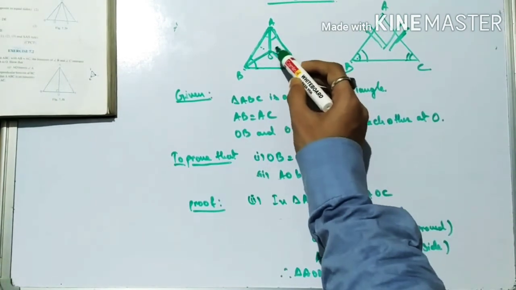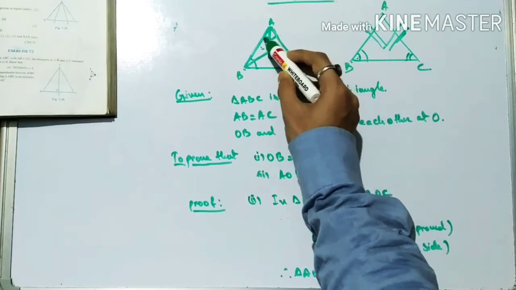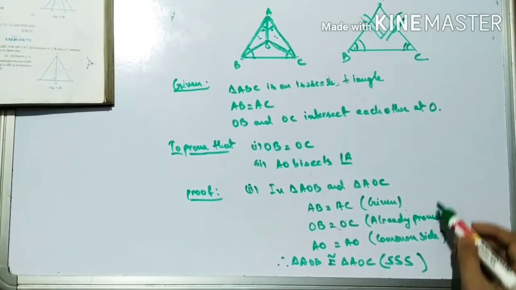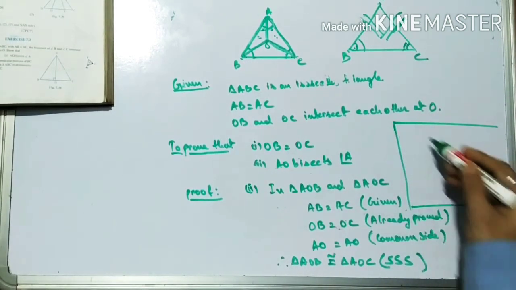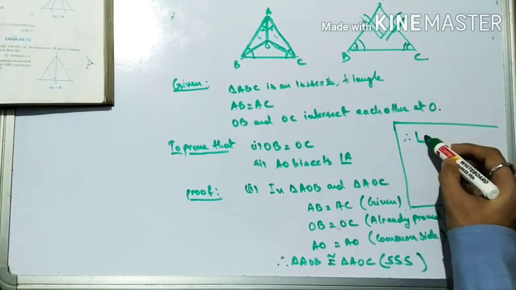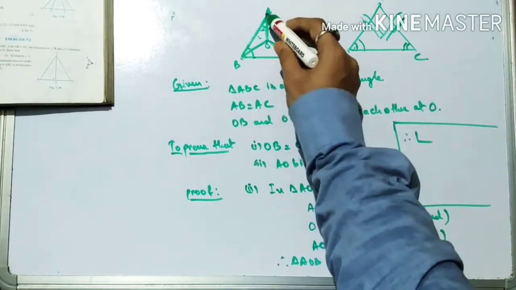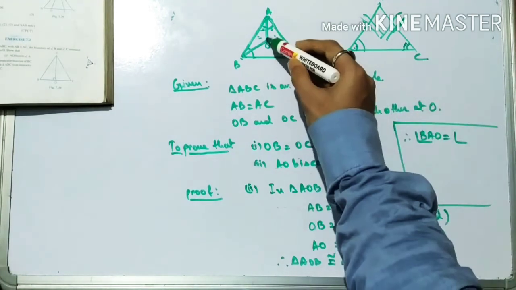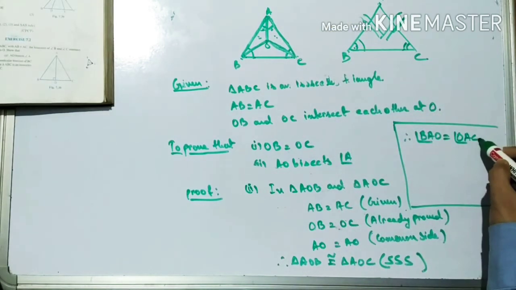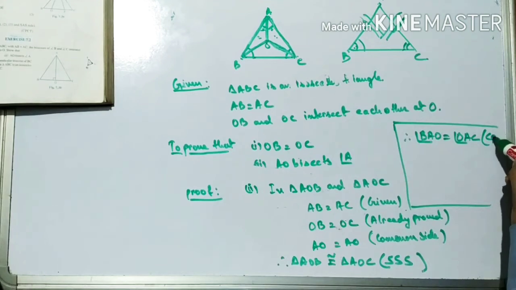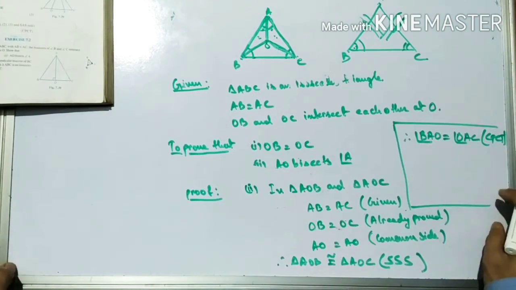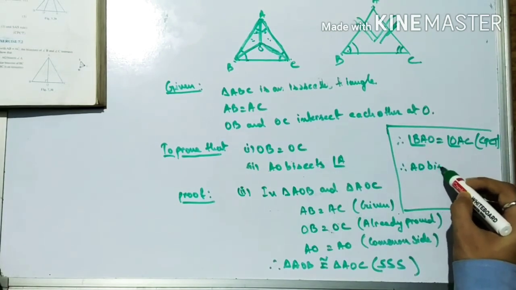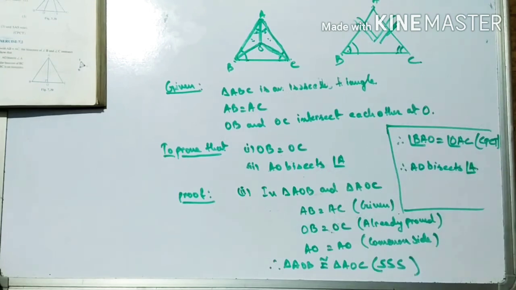So now you see, since these two triangles are congruent, these two angles will be equal. Yes or no? By CPCT this angle will be equal to this angle. So therefore I can write, on the right hand side, angle BAO is equal to angle OAC. Why are these two angles equal? By CPCT. So therefore I can say that AO bisects angle A.